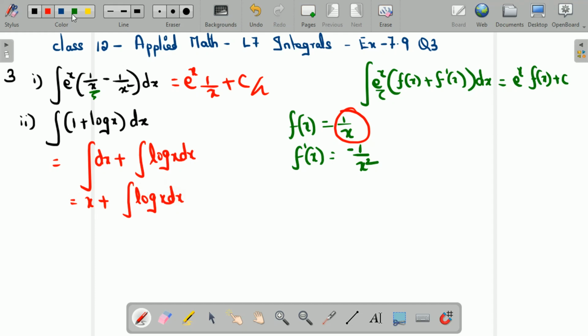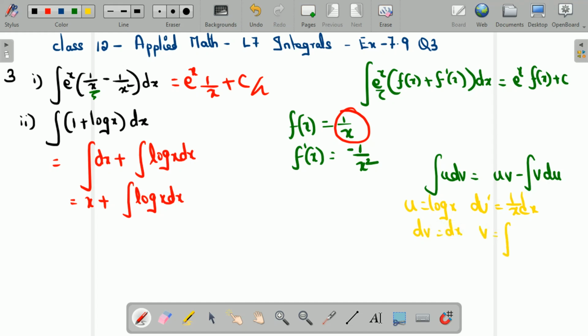Now this integration is of the form integral u dv, which is equal to uv minus integral v du. So let's identify the u, v, etc. So u is going to be equal to log x, which means du is going to be equal to 1 by x dx. Now dv is going to be equal to dx. So v is going to be integral of dx, which is equal to x.